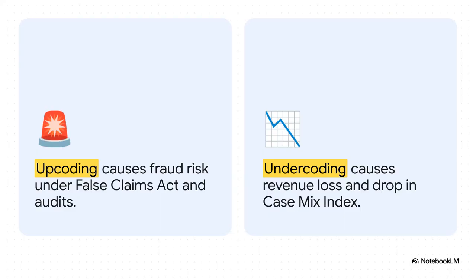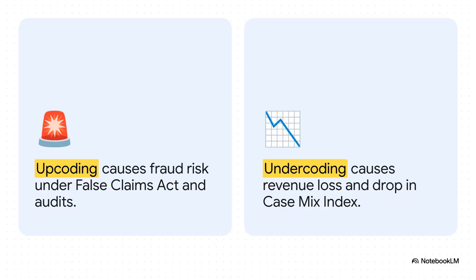We are walking a pretty dangerous tightrope here. Lean too far one way into upcoding, and you're hitting massive fraud risks. We're talking False Claims Act penalties. But lean the other way into undercoding, your case mix index tanks, and legitimate revenue just bleeds out.